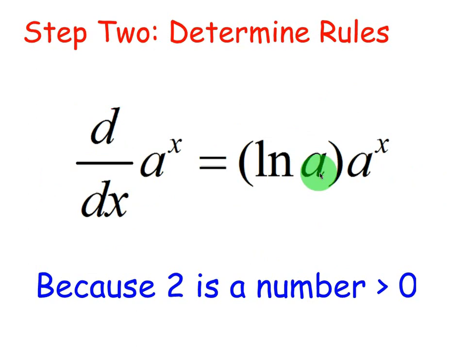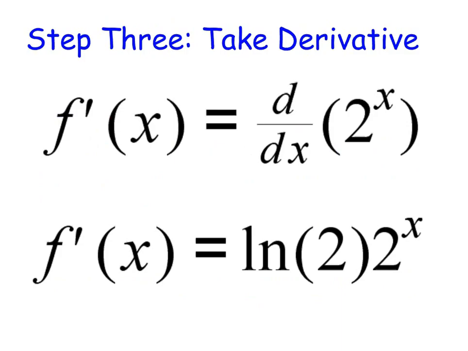That's it. All right, it's not asking for the derivative at a specific value. It just wants a derivative formula. So just plug in 2 for a and you're done. So the answer is ln of 2 (in parentheses) times 2 to the x. That's your derivative formula. That's all you have to do.